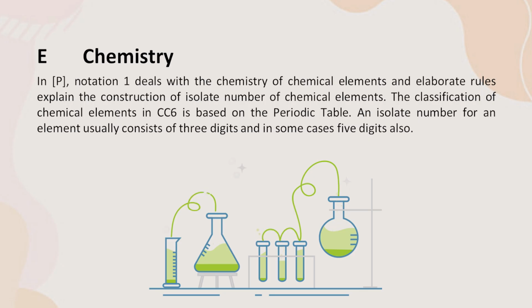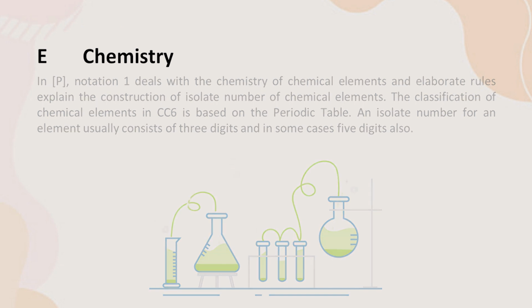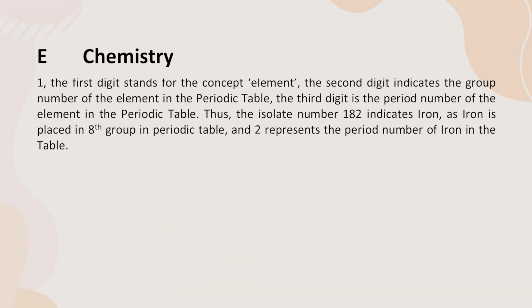The classification of chemical elements in Colon Classification 6th edition is based on the periodic table. An isolate number for an element usually consists of 3 digits, and in some cases 5 digits also. The first digit stands for the concept element. The second digit indicates the group number of the element in the periodic table. The third digit is the period number of the element in the periodic table.